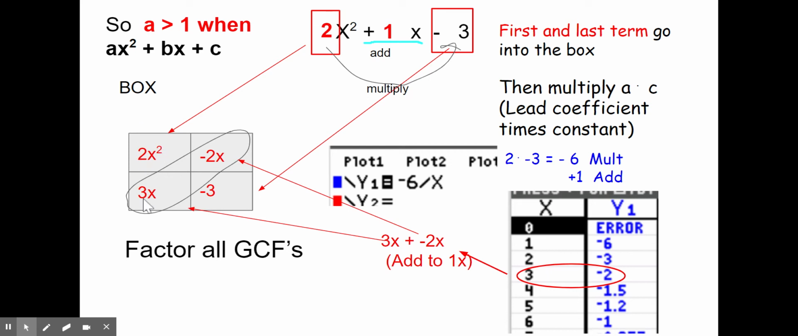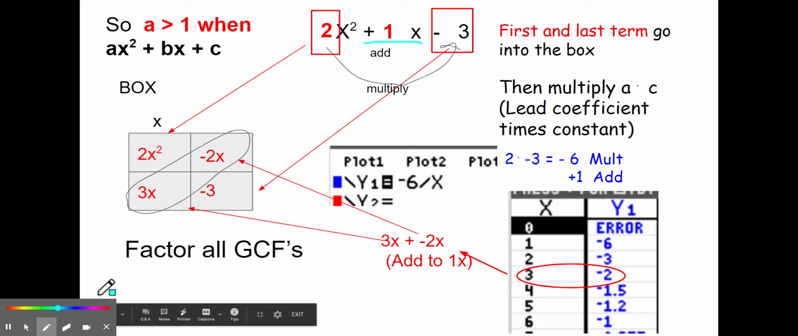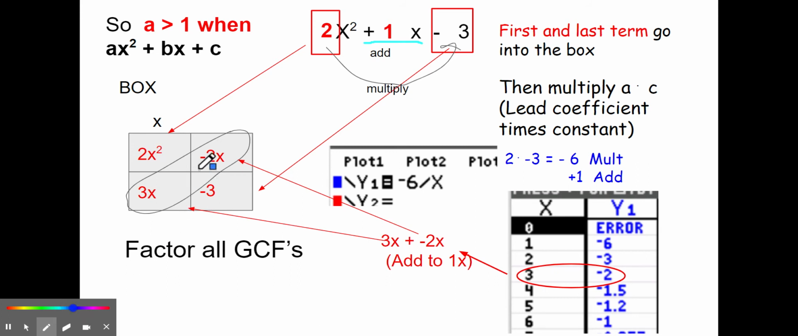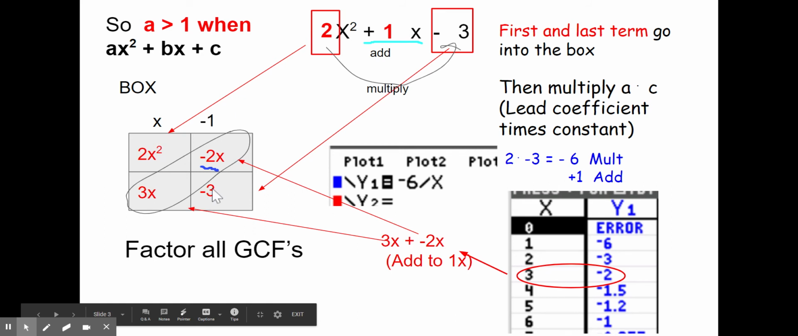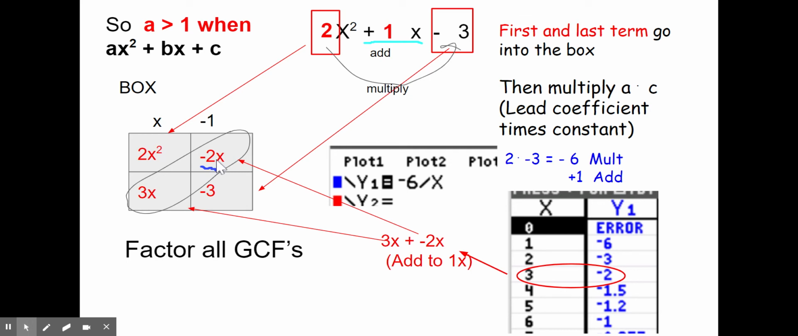So 2x squared and 3x have a GCF of x. -2x and -3, well, they don't have any GCF, but I do have this negative here in my lead coefficient that I need to get rid of. So what I'm going to do is when I factor, I'm going to factor a -1. That'll make this lead coefficient positive, and I don't have any other factors of 2x and 3. So I'm going to factor out a -1 because that -2x is negative.